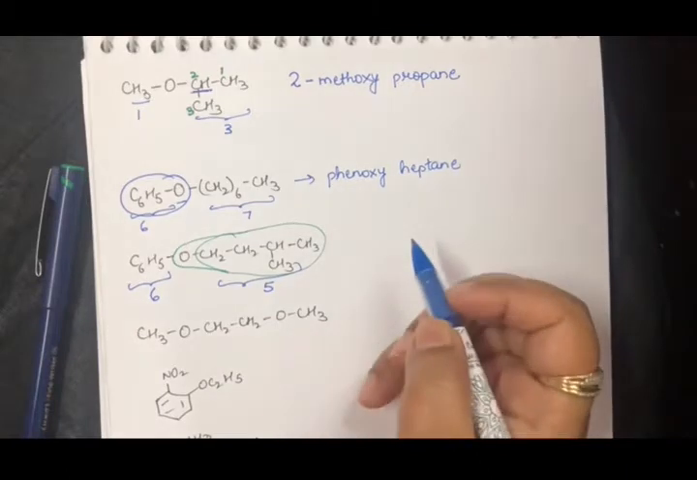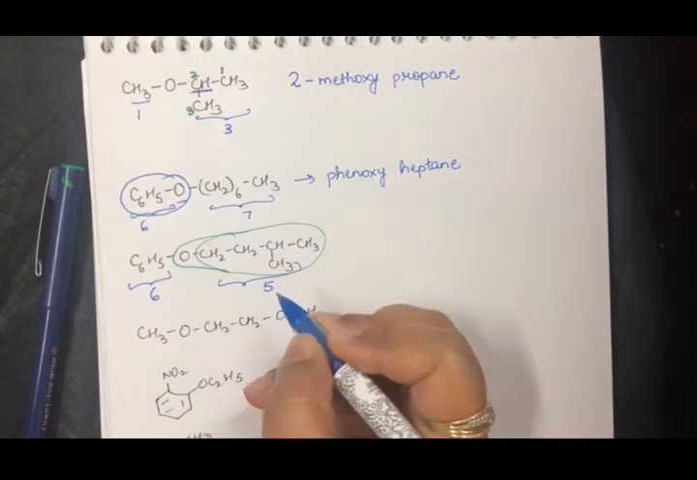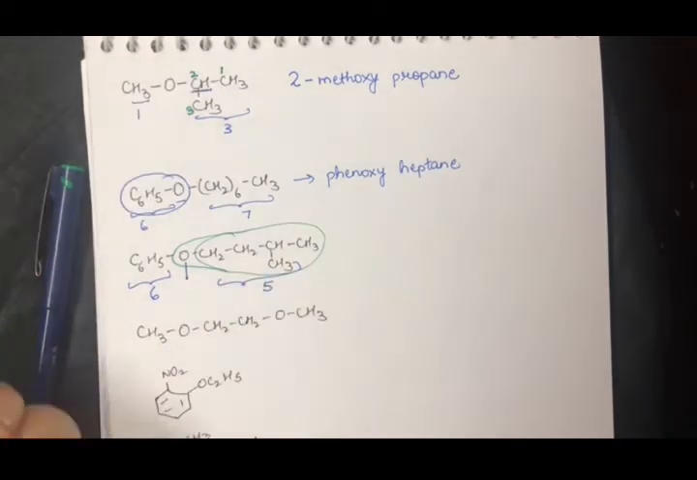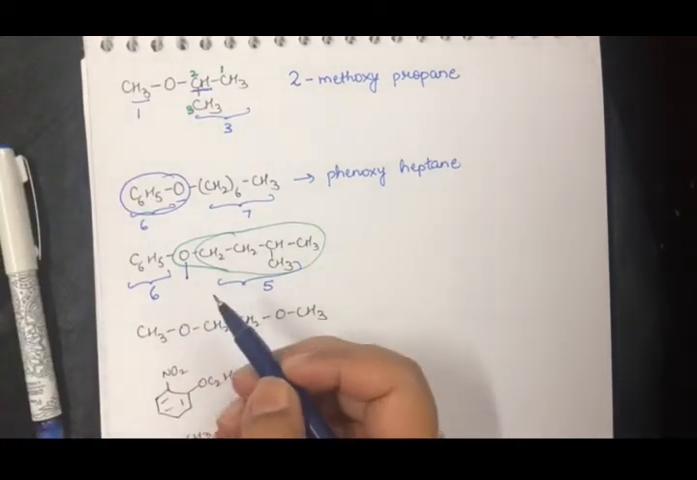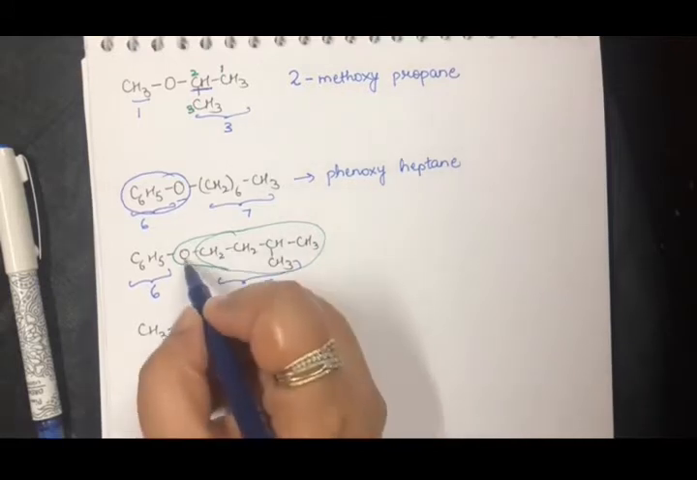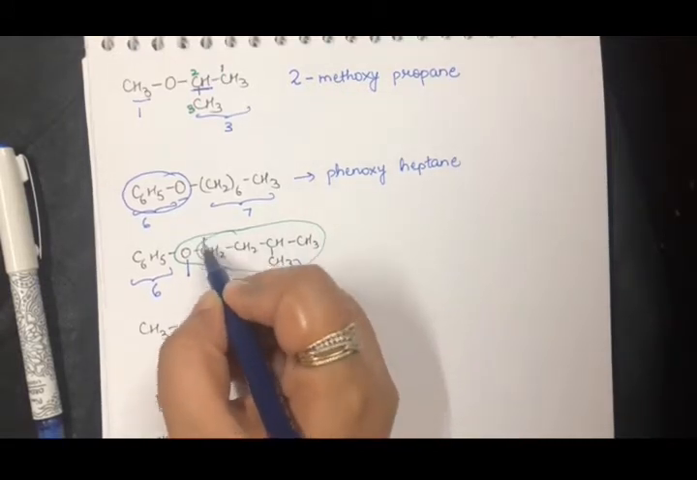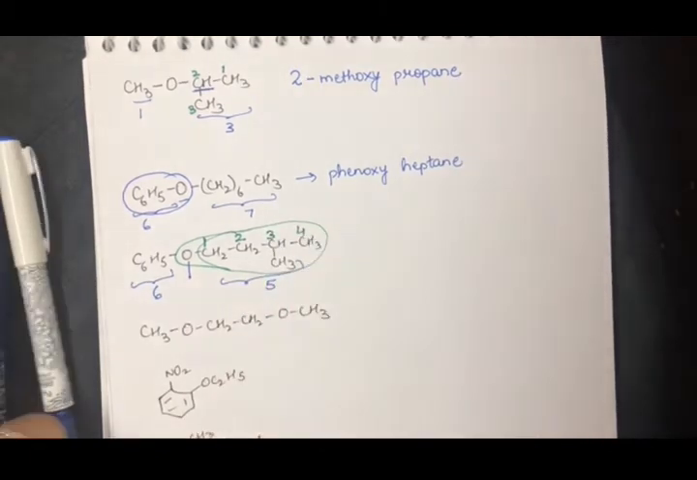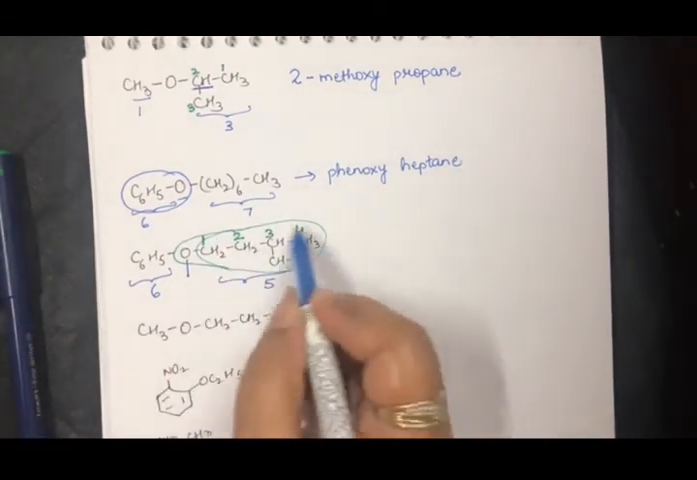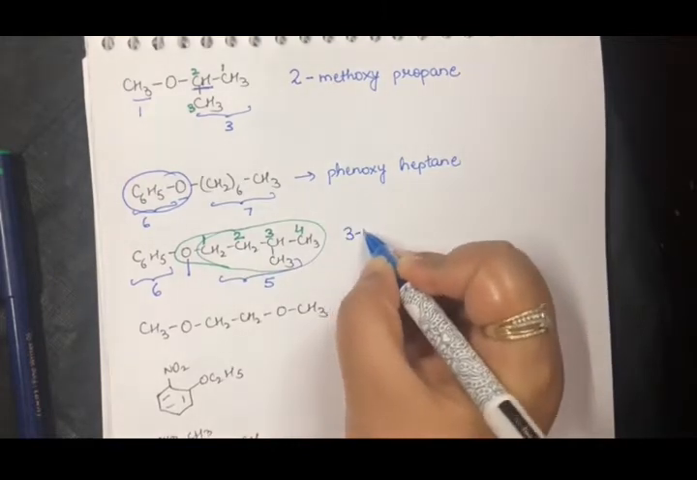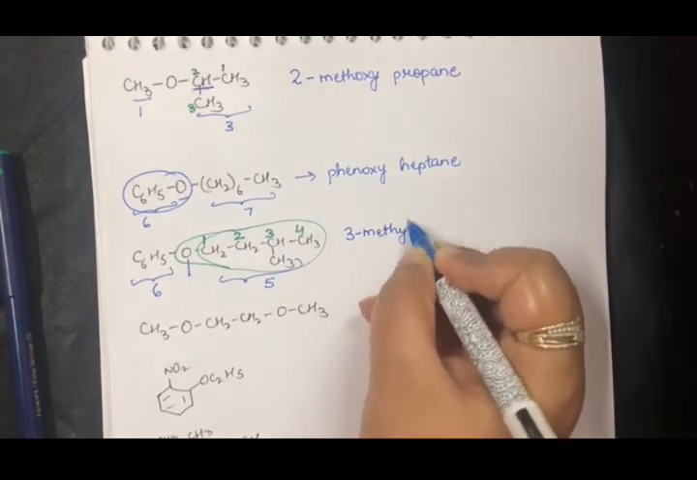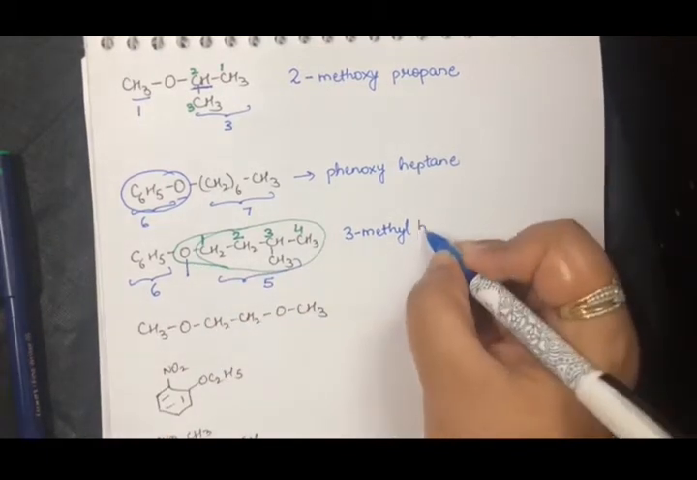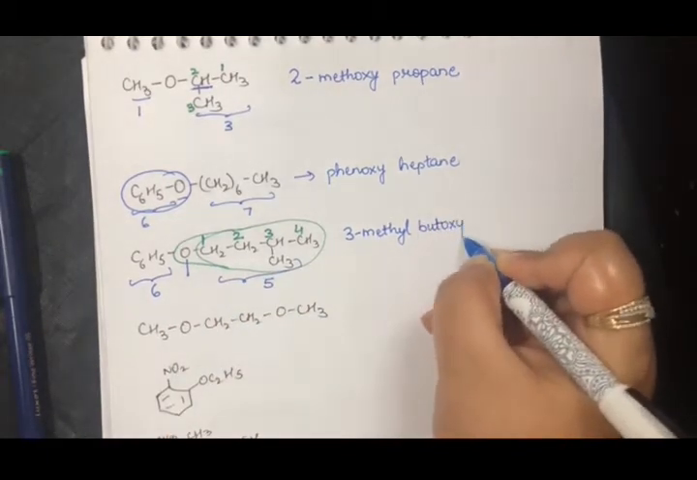Now since I have to name this, I have to figure out where my functional group is. This is my functional group, right? So I have to start numbering. I'm repeating, I have to start numbering from where my functional group starts. So this is 1, this is 2, this is 3 and this is 4. So now in this chain, this is 3-methyl. What is 4 carbon? It is butyl, but this is an alkoxy group. This is going to be 3-methyl butoxy.